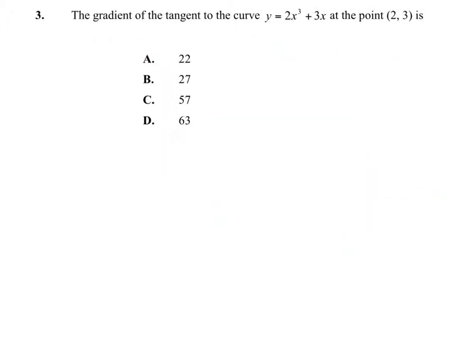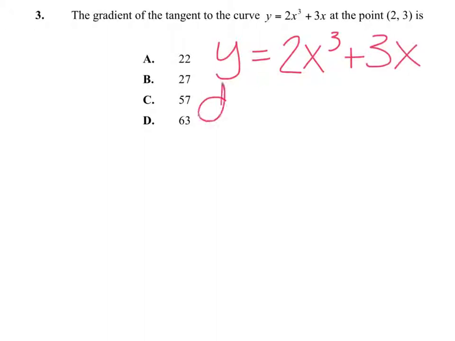Question 3. The gradient of the tangent to the curve y equals 2x cubed plus 3x at the point 2, 3 is, and then we're given 4 choices. So as soon as we see gradient of tangent, we should recognise that what we need to do here is differentiate. So we'll write down the curve that we have to begin with, which is y equals 2x cubed plus 3x. If we differentiate that, that will give us the gradient.